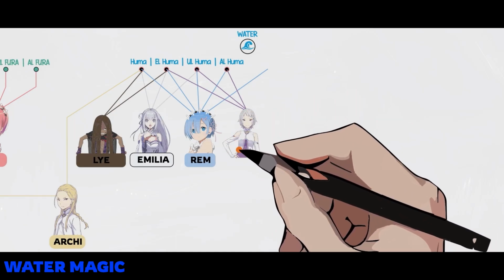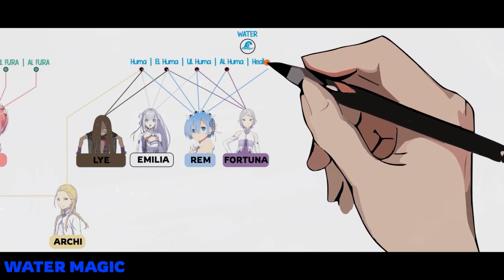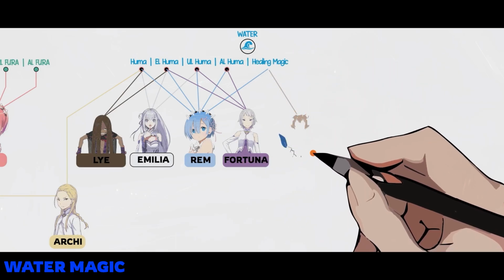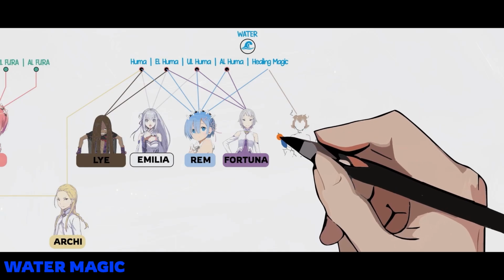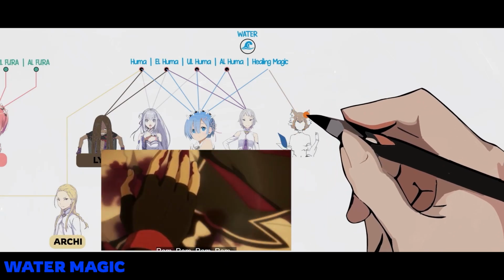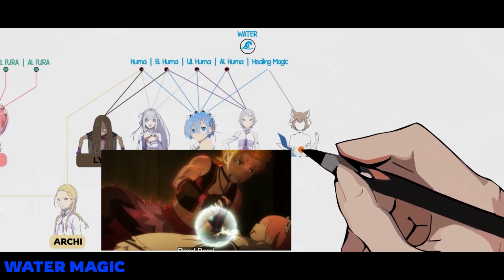Water is the source of all life, so healing magic naturally comes from this element. Ferris, Ren, and Garfield are all shown to use healing magic, with Garfield using it when attacked by Roswell.